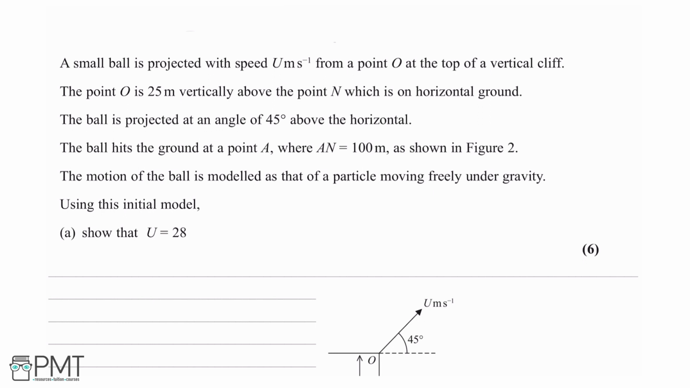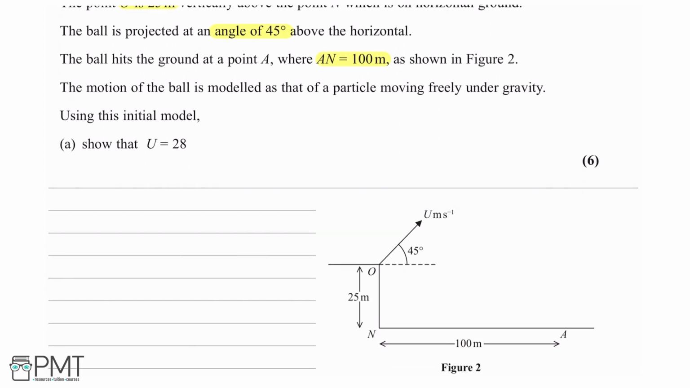We're going to say the initial speed is u. We're going to pick up that the point O is 25 meters, so there's a vertical displacement of 25 meters. We're going to pick up the angle of inclination. We're then going to pick up that AN is 100 meters, so the horizontal distance is 100 meters. The motion of the ball is modelled as a particle moving freely under gravity. What this means is there is no air resistance. The only force acting on our ball is gravity. And then using this model, show that u equals 28.